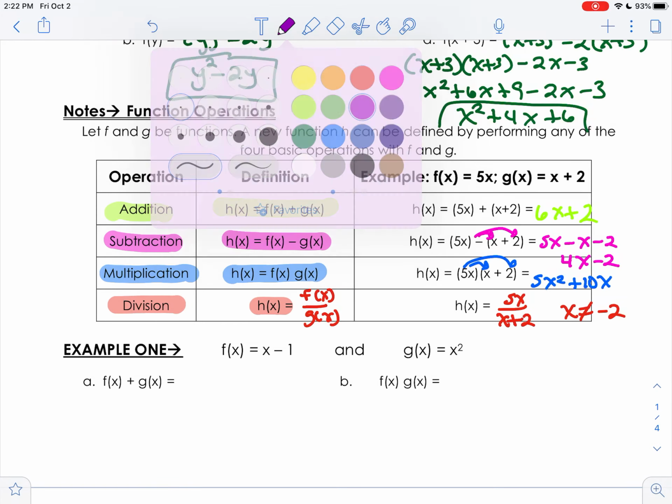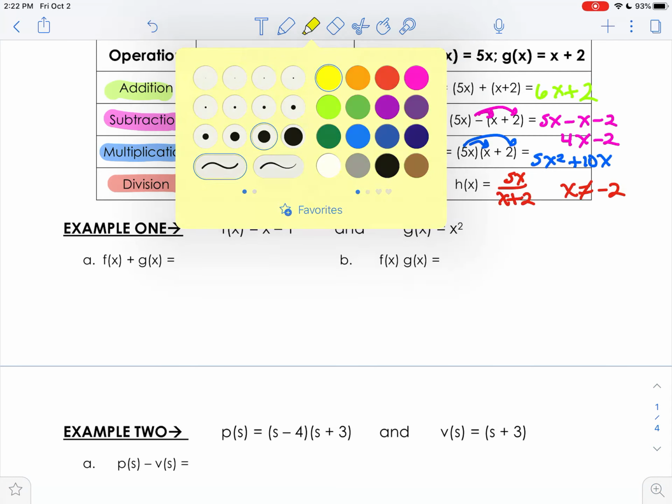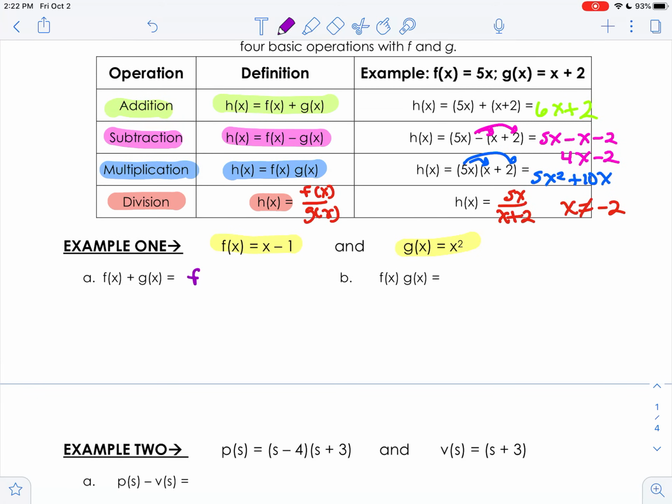Okay, so let's see what we have going on next. In example 1, they've given us our polynomials. They said that f of x is x minus 1 and g of x is x squared. And they want us to do two operations. First they want us to do f of x plus g of x, then they want us to do f of x times g of x. So we want to do both of those. I do want to show you an alternative notation as well. Sometimes they'll write f plus g, and they'll put it like that with x on the side. So just so you know, you will see it like that sometimes.